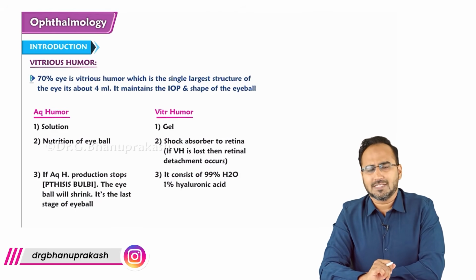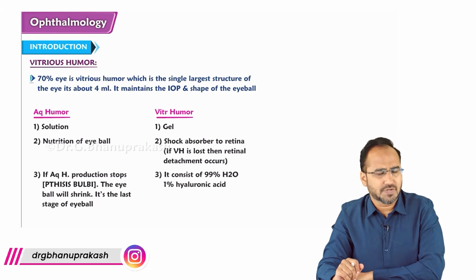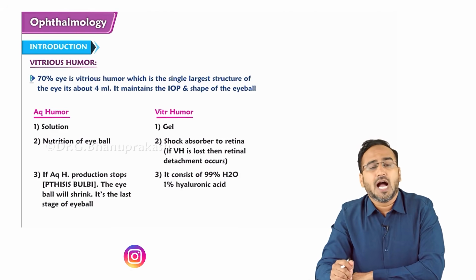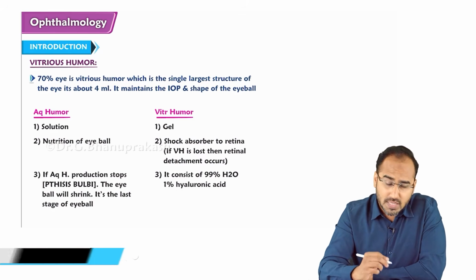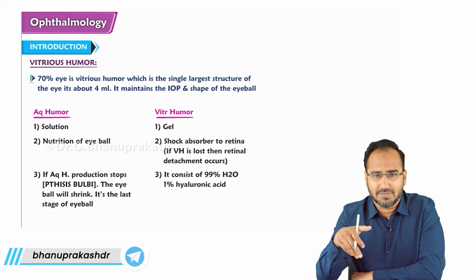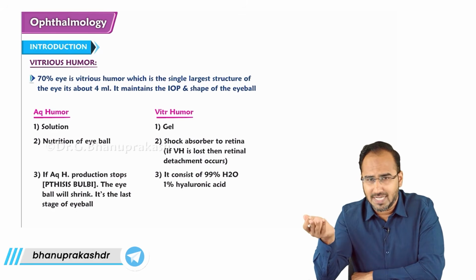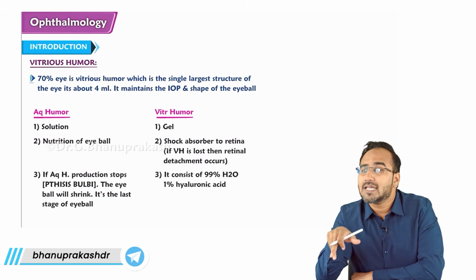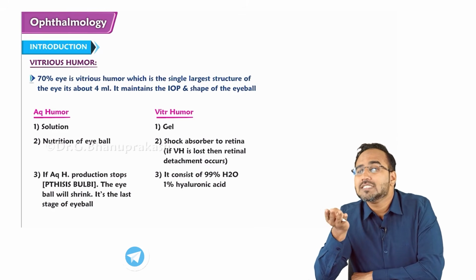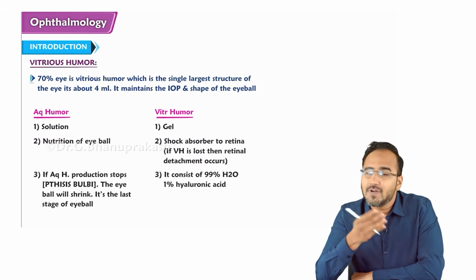Aqueous humor, we are thorough about what it is and what it is doing. How about vitreous humor? I told you the volume of the eyeball is 6 ml and the volume of the orbit is 30 ml. From that 6 ml of the eyeball, 4 ml is the volume of the vitreous humor.